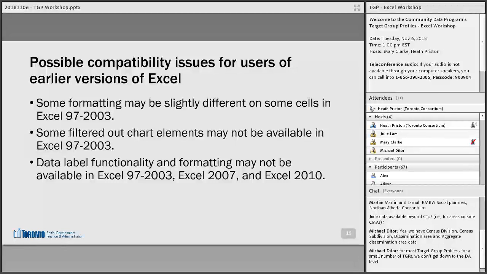So we may see a little bit of an issue around functionality and formatting, and it would be great if, as we go through the tool, users who are in any of those versions of Excel notice an issue, that's worth noting for us as well.